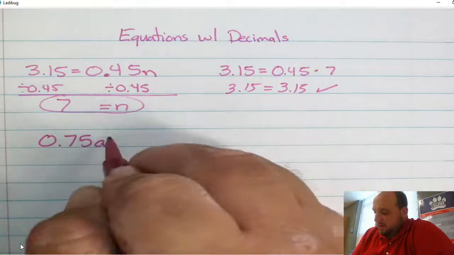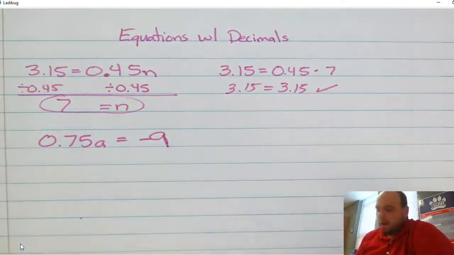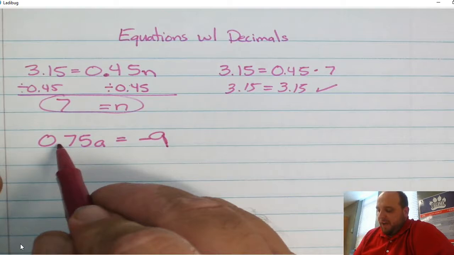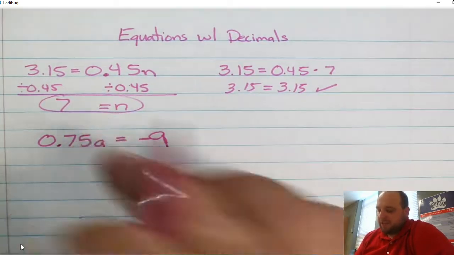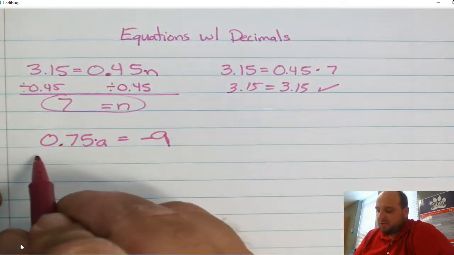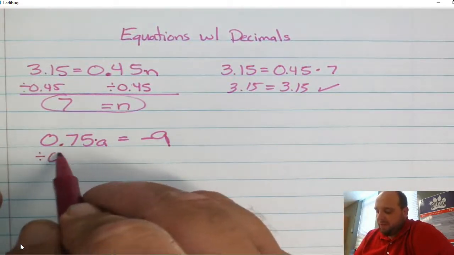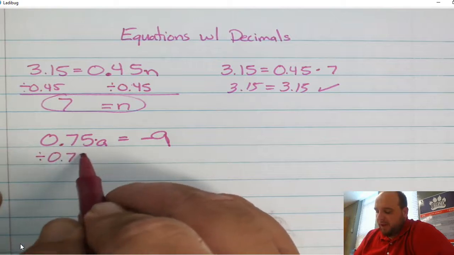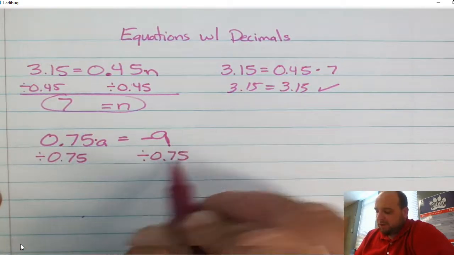Okay, I'll show you another one. 0.75a equals -9. I notice that 0.75 is being multiplied by the a, so what I need to do is get the a by itself. I see multiplication, so that tells me I need to do the inverse, which is division. I'm going to divide by what's being multiplied, which is 0.75. I'm going to do that to both sides to keep a balance in my equation.